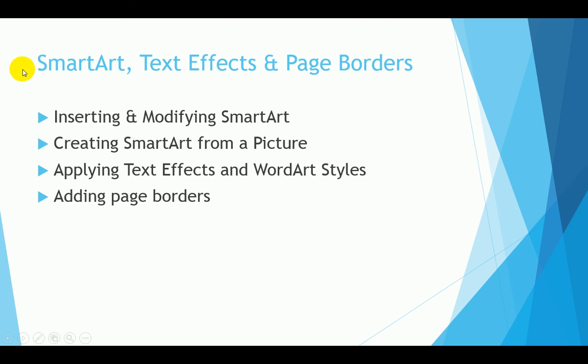In this lesson, we introduced you to the concept of SmartArt, text effects, and page borders. We showed you how to insert and modify SmartArt using the Insert tab. We created a SmartArt from a picture. We then looked at text effects, which were found on the Home tab. WordArt, also found on the Insert tab. And then we added our page borders, which we found on the Design tab of our ribbon.